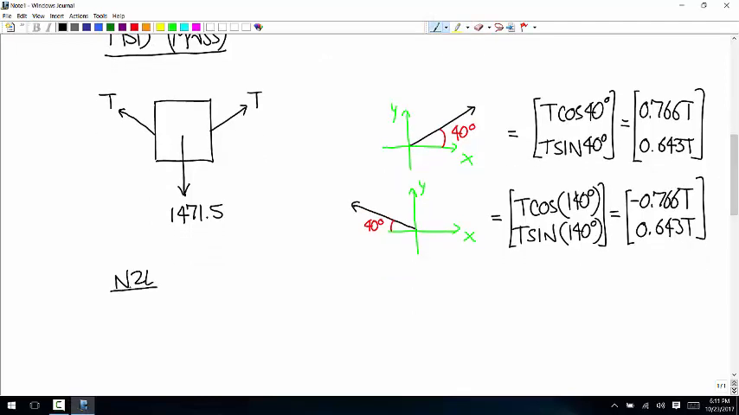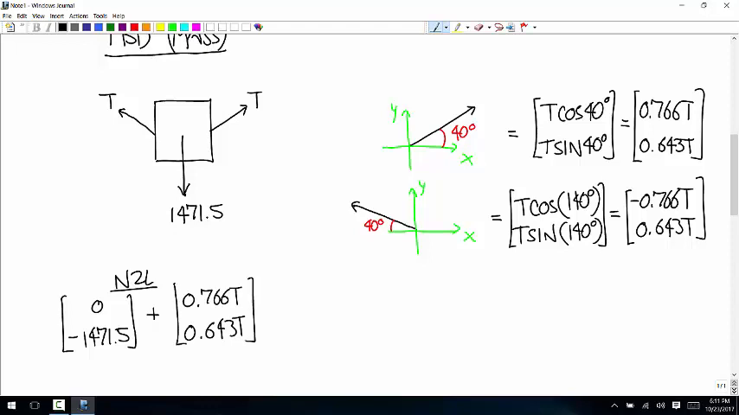So Newton's second law says the sum of forces is 0, negative 1471.5, and then add those two force vectors we just found, so plus 0.766 T, 0.643 T, plus negative 0.766 T, 0.643 T, and that's equal to the mass times the acceleration. This thing's at rest, so the acceleration is 0.